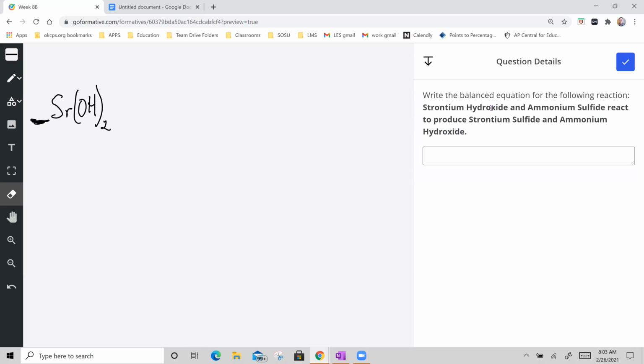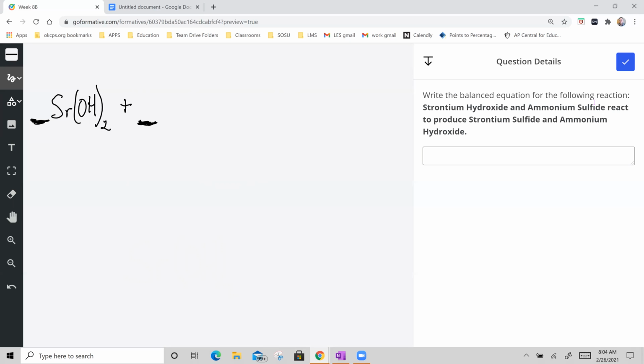Strontium hydroxide. And what do we use when we see the word and? You can say it, a plus sign. That's very good. So we use a plus sign. So we're going to use the plus sign here. And then I'm just going to make sure I leave myself a little place for a coefficient. But then I got to write the next compound, ammonium sulfide.